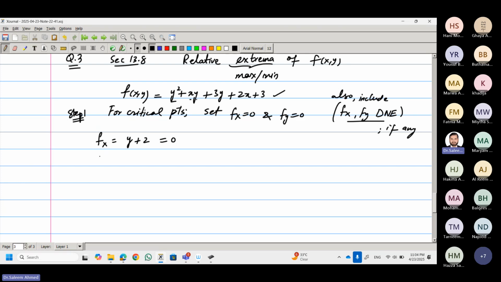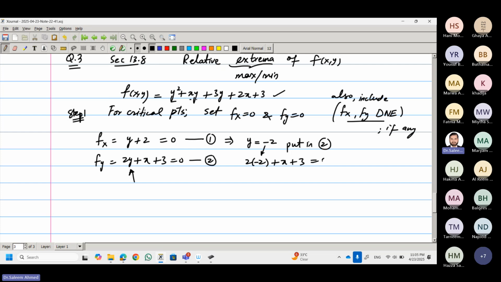And then fy. Fy is 2y plus x plus 3 equal to 0. So these are my two equations. I will solve these two equations to find x and y. So from 1, you can say that y is minus 2. So I can put this in 2. If I put this in 2 here, then 2 into y, right? So this is 2y plus x plus 3 equal to 0. So this is minus 4 plus 3, which is minus 1. So my x becomes 1 from here.